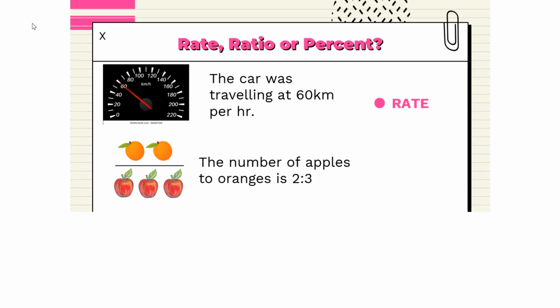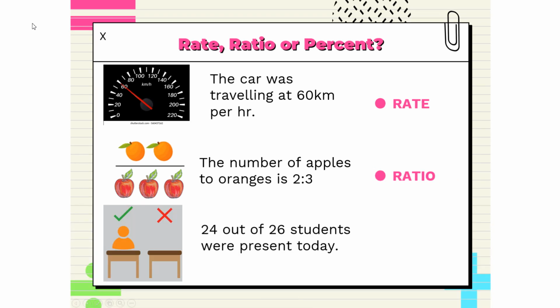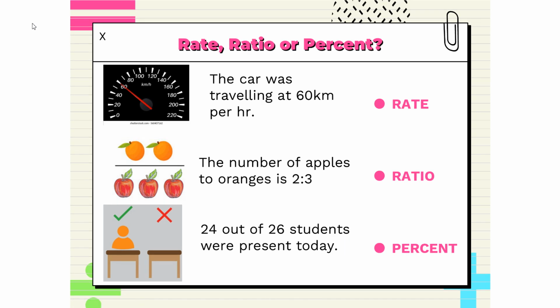The number of apples to oranges is 2 to 3. Is that a rate, a ratio, or a percent? Well, the giveaway is that it's written as a ratio, so that is clearly a ratio. Now, 24 out of 26 students were present in class today. Is that a rate, a ratio, or a percentage? Well, you're on track if you guessed that we hadn't used percentage yet, and so that should be the third one. Yes, that is a percentage of students that were present that day.